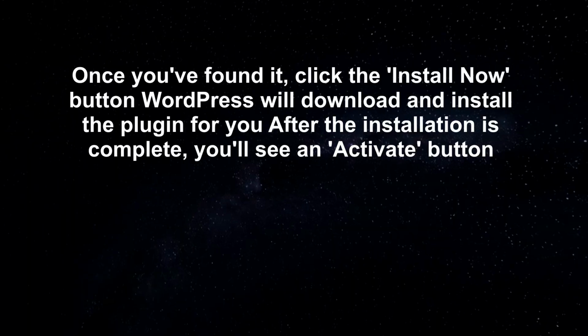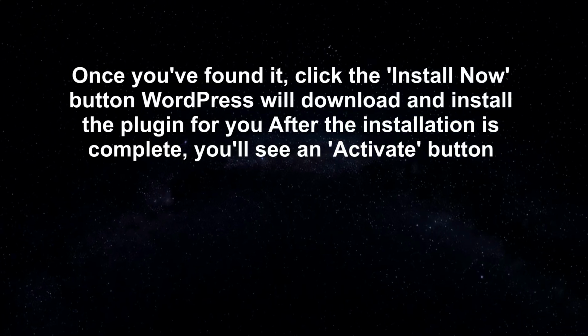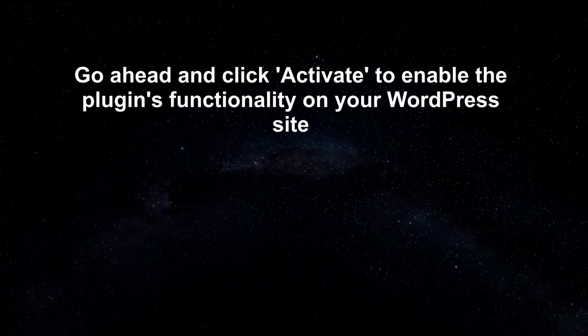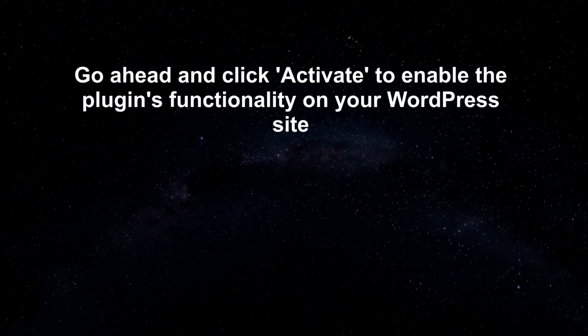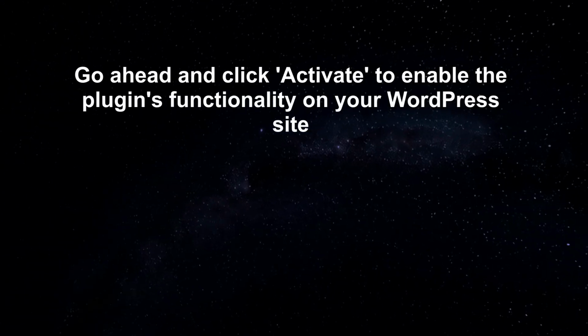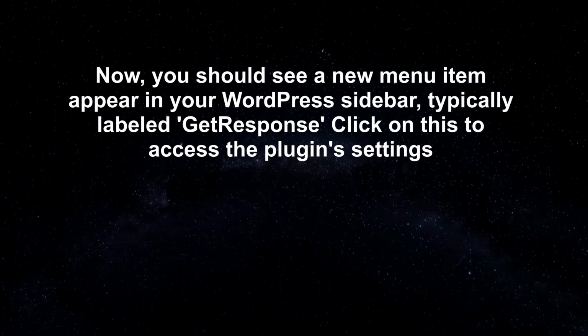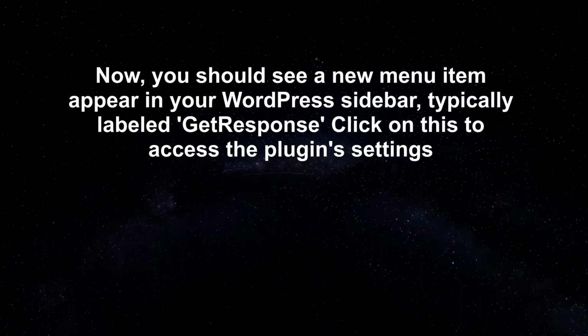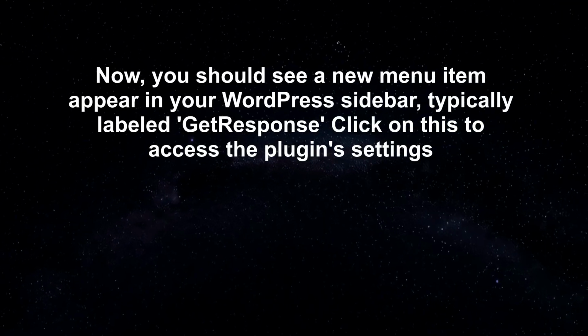WordPress will download and install the plugin for you. After the installation is complete, you'll see an Activate button. Go ahead and click Activate to enable the plugin's functionality on your WordPress site. Now, you should see a new menu item appear in your WordPress sidebar, typically labeled GetResponse. Click on this to access the plugin settings.